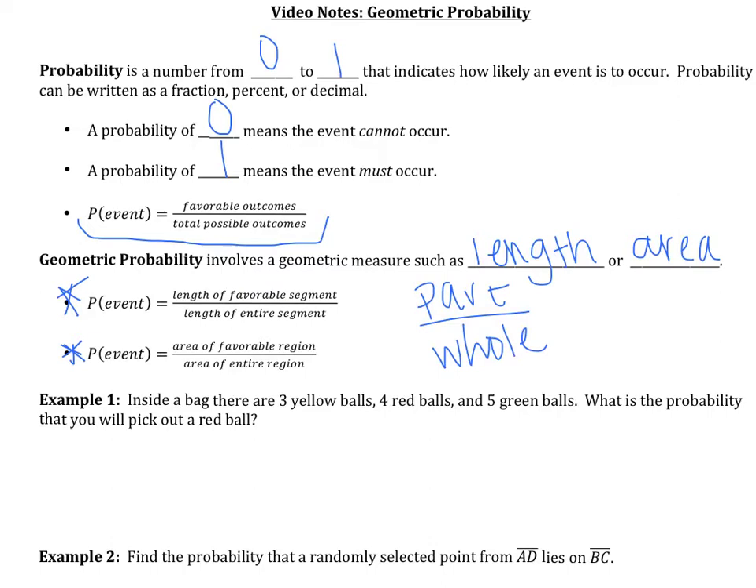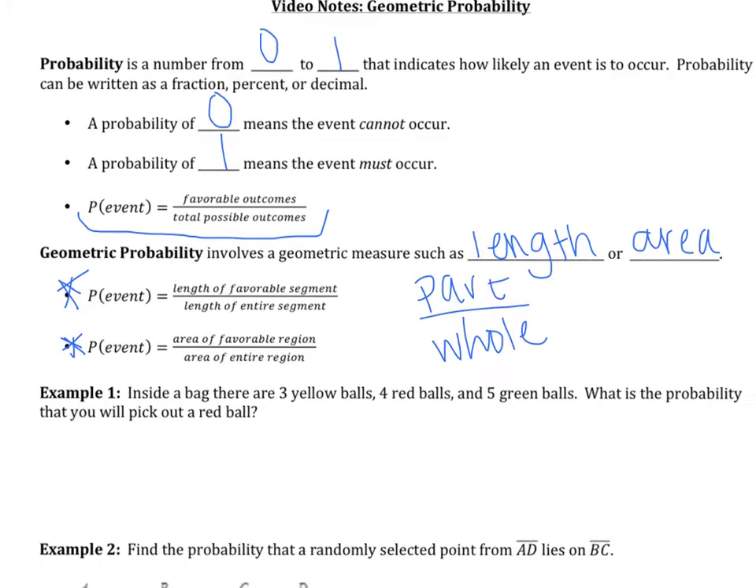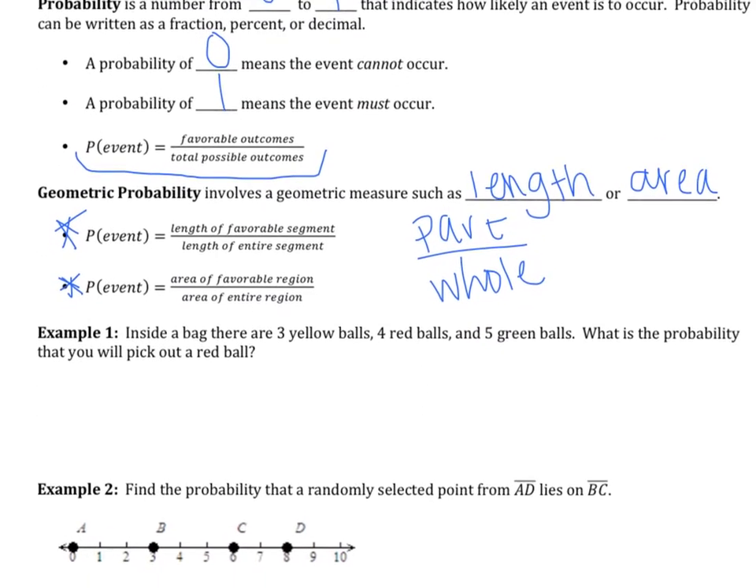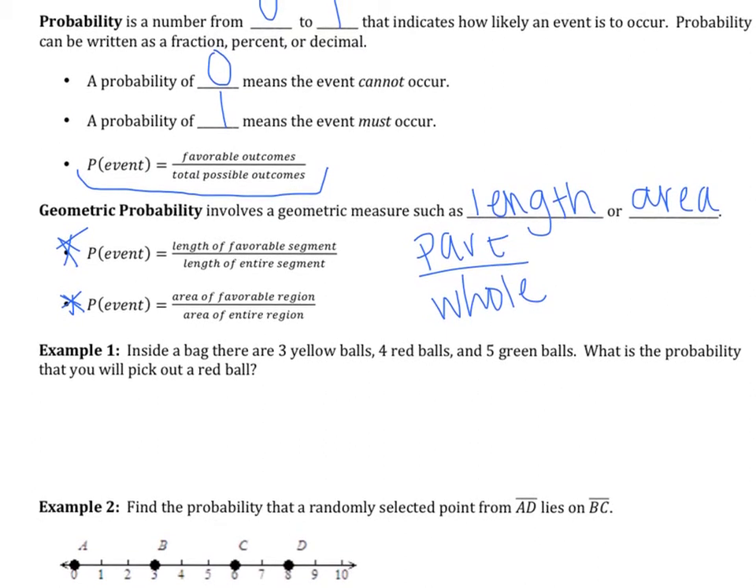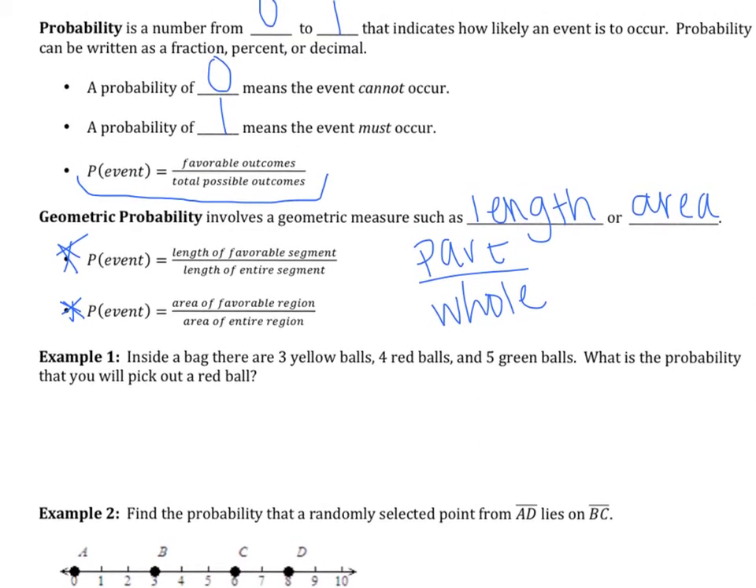Okay, so let's look at our examples down here. Our first example says, inside a bag there are 3 yellow balls, 4 red balls, and 5 green balls. What is the probability that you will pick out a red ball? Okay, so I look up here at probability and geometric probability, and I see that I'm not dealing with length or area, so this must be just a regular probability problem. So we want to deal with the first formula where favorable outcomes is divided by the total possible outcomes.